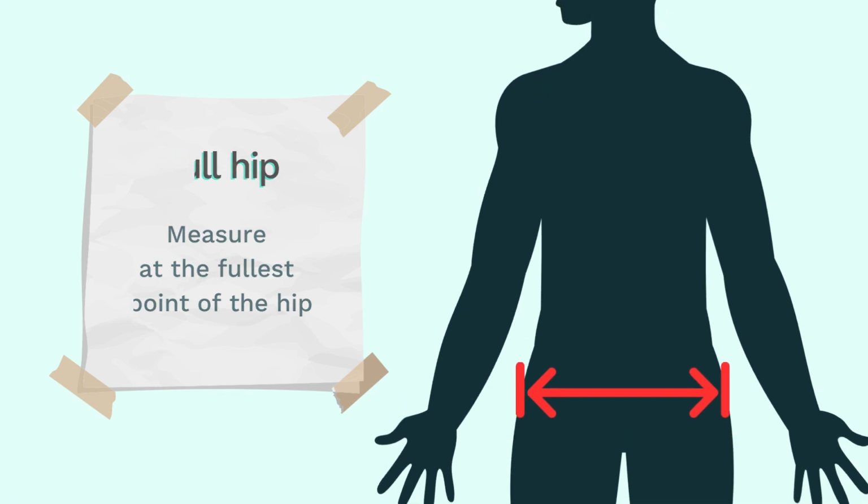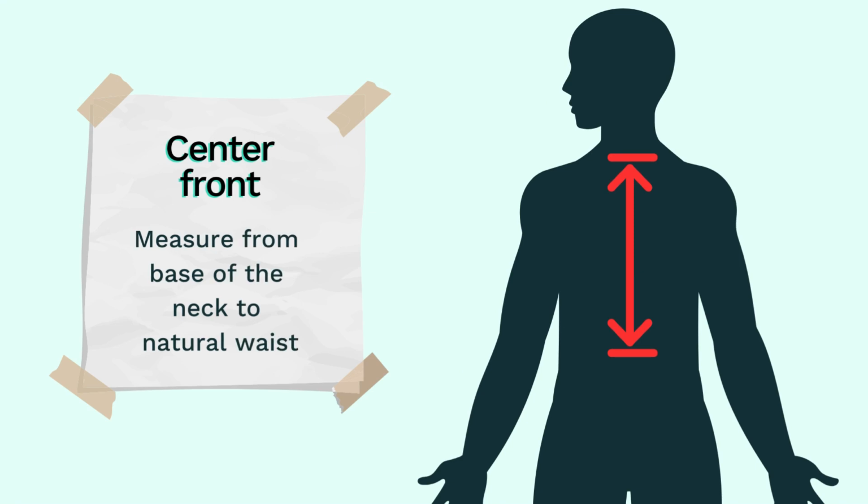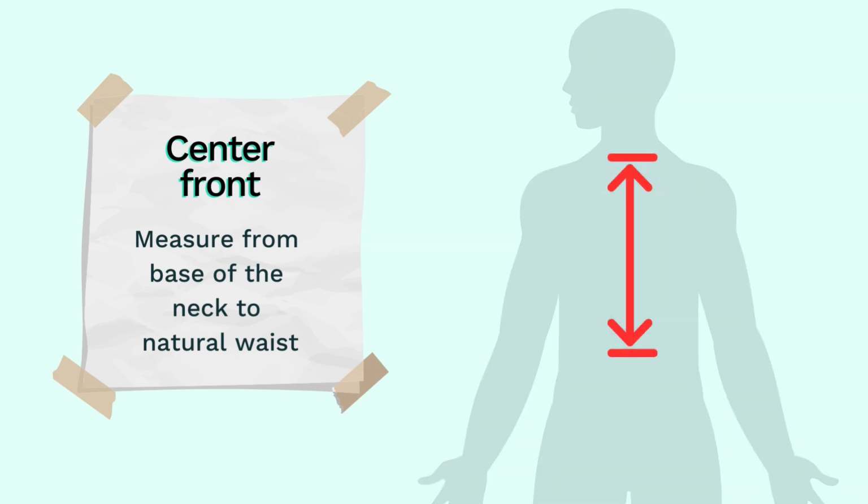Across shoulders is measured from shoulder socket to shoulder socket. Sometimes it can be helpful to have the model raise and then lower their arms so you can feel the socket joint. The center front is measured vertically from the base of the neck to the natural waist along the center front of the body.